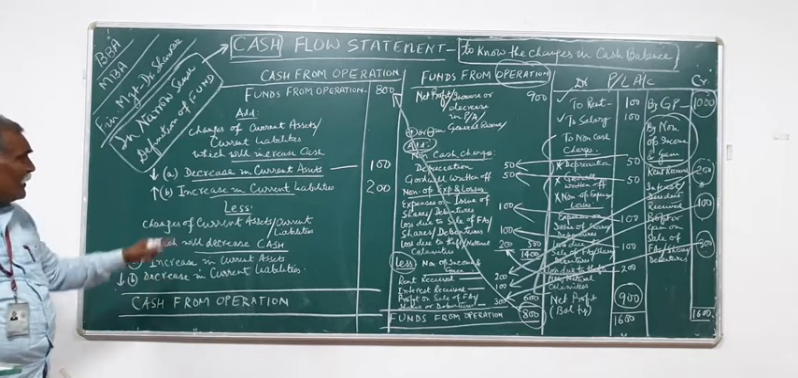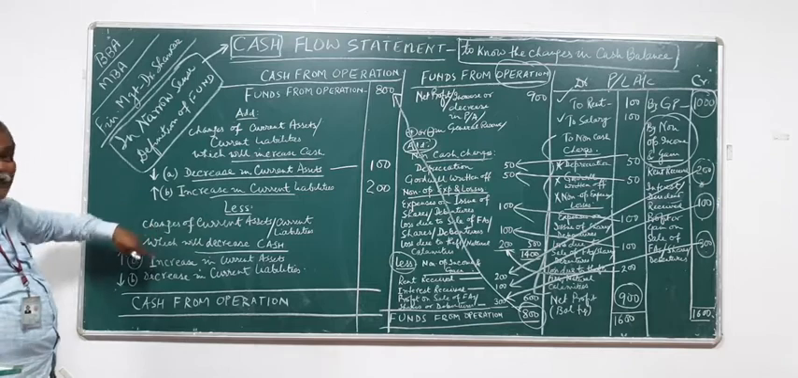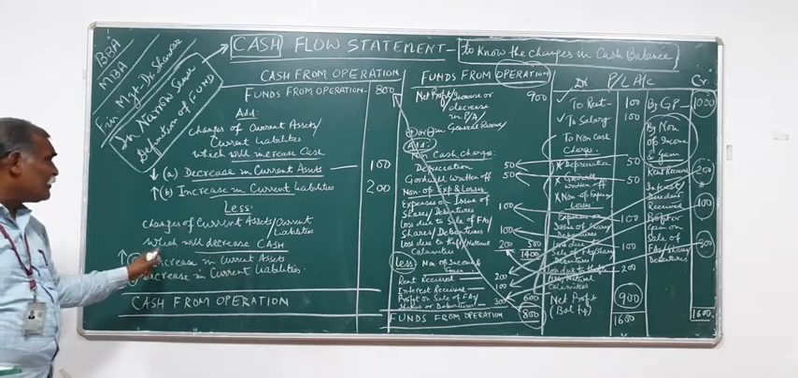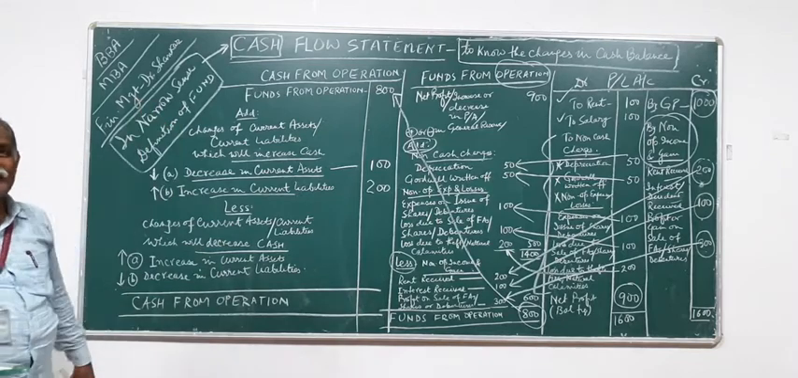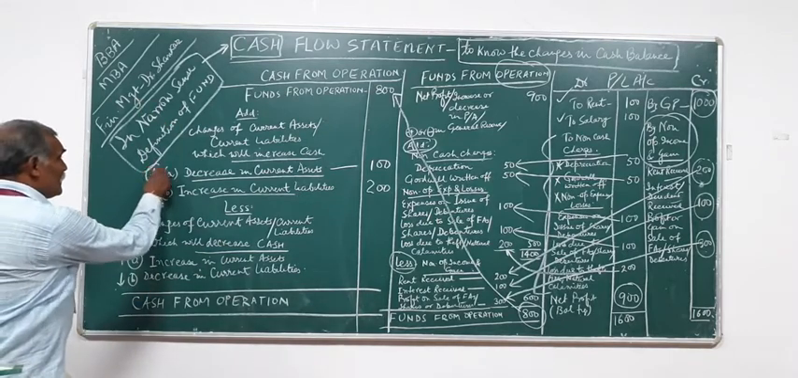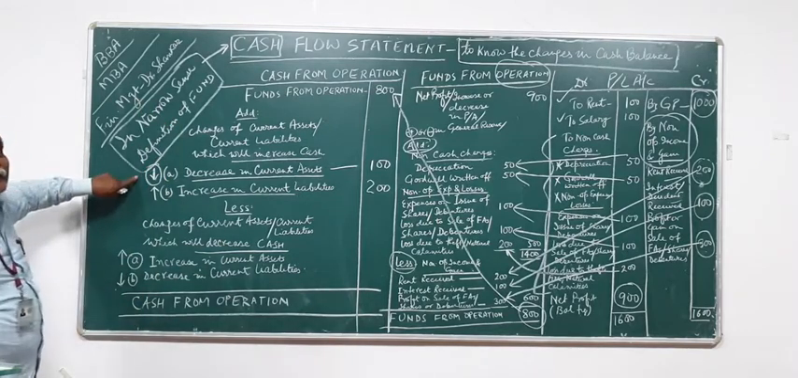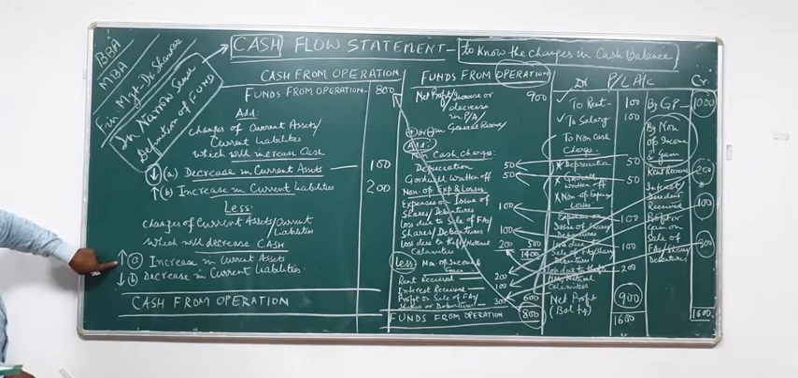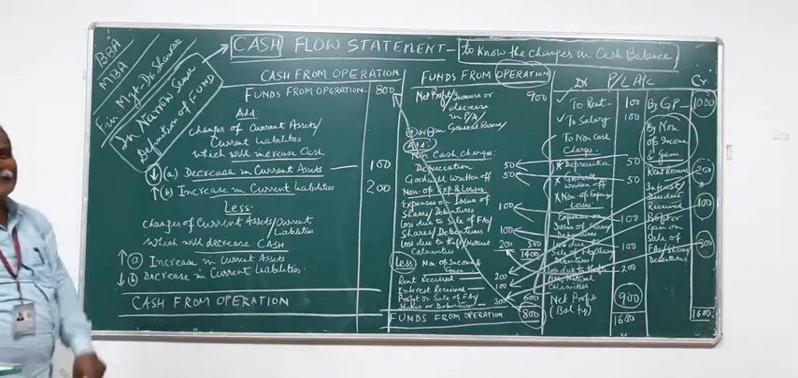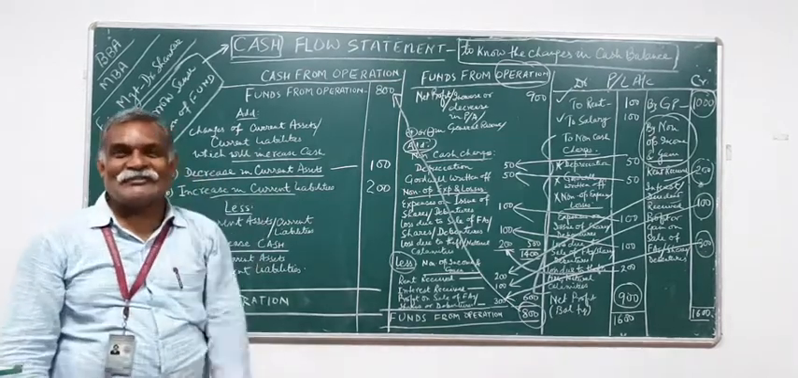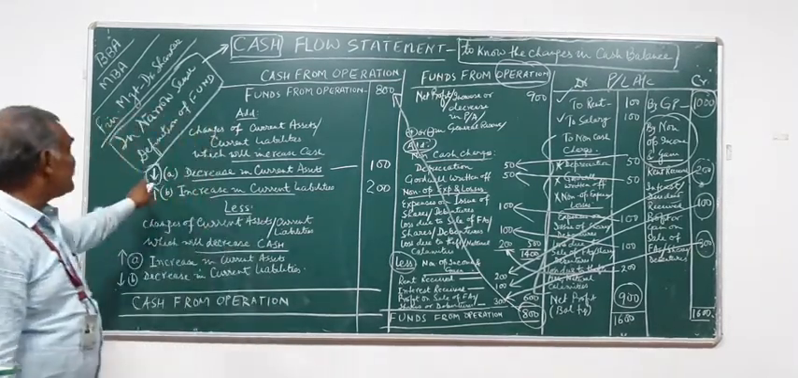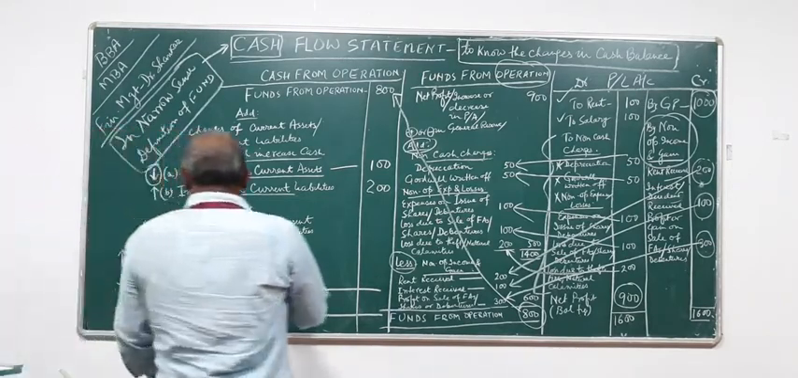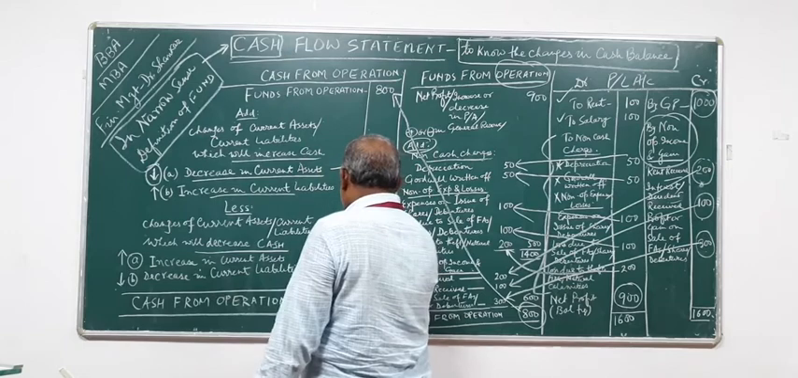Very simple now. What do we deduct? Just the reverse. That is, changes in current assets or current liabilities which will decrease cash. Here, a decrease in current assets is increasing cash. Here, an increase in current assets will decrease cash. It is an inverse relationship. Here decreasing, here increasing, will decrease cash. Increase in current assets, suppose 50 rupees.